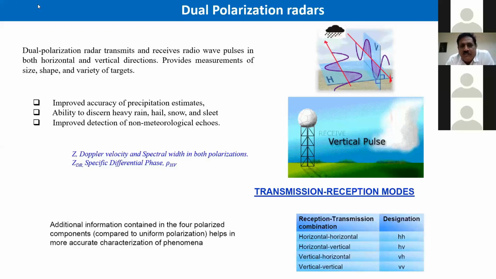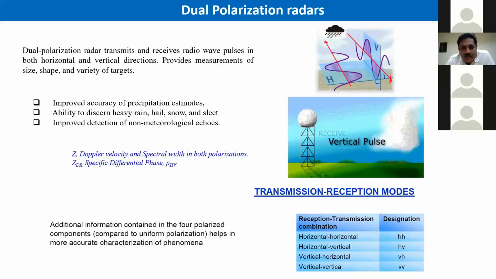So what is the advantage of having a dual polarization? You can get improved estimation of rainfall. You can improve the rainfall estimations. You can detect the non-meteorological echoes, whether the echo is a meteorological echo, like rain coming from the rainfall, or it's coming from insects or birds, or from ground clutter or some other clutter. So you can detect those things.